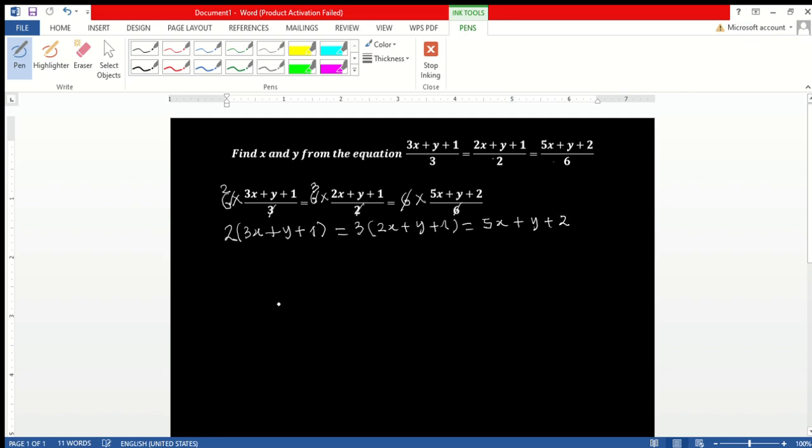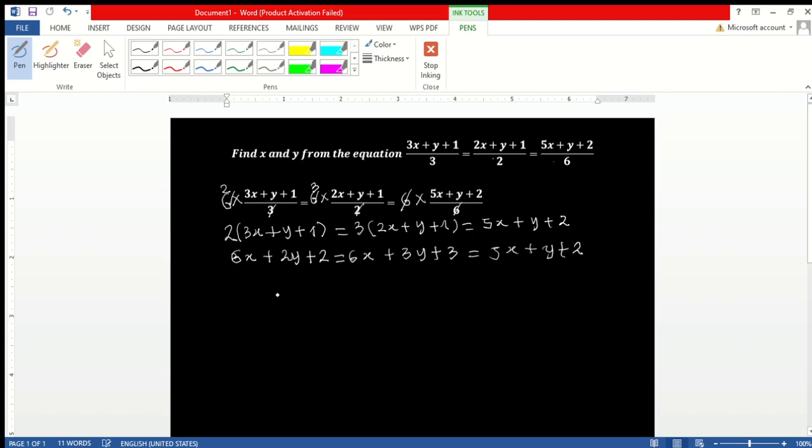+ 2. Okay, now we need to open this bracket by multiplying by the constant term outside. For the first one here, 2 times 3x gives us 6x, plus 2 times y gives 2y, plus 2 times 1 is 2, is equal to, here we open the bracket: 3 times 2x gives 6x, then 3 times y gives 3y, 3 times 1 also gives 3, is equal to 5x + y + 2.